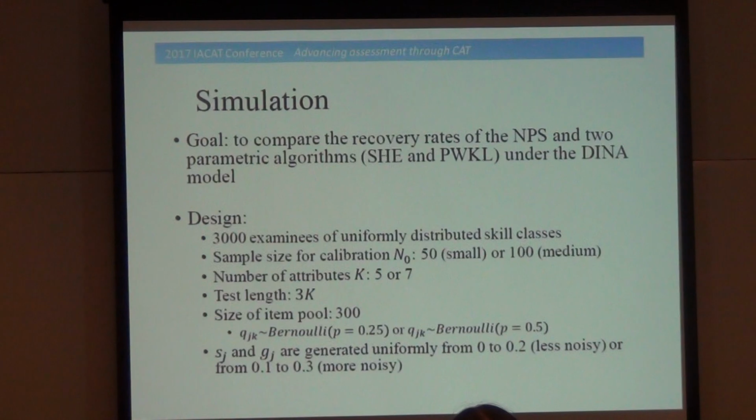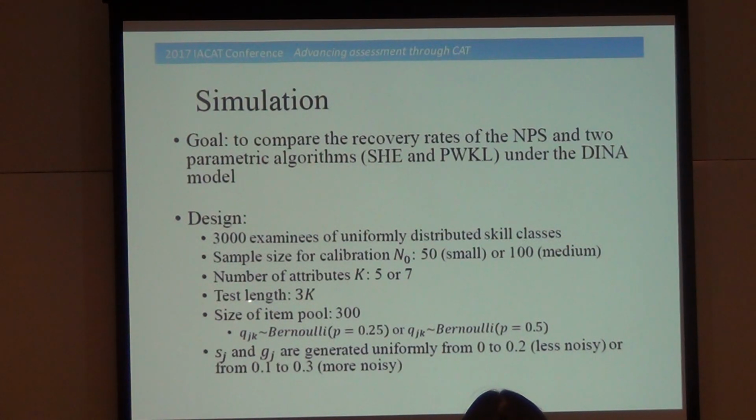So the simulation we conduct is to compare the recovery rates of the NPS method and two parametric algorithms, SHE and PWKL, under the DINA model. Across all conditions, 3,000 examinees of uniformly distributed skill classes are generated. And the sample size for calibration is 50 or 100. Because in the previous study of CDCAT, item parameters are always seen as known, but it's not reasonable in small educational programs because we have to do the calibration. So we have set these two levels of sample size for calibration, and the number of attributes is 5 or 7.